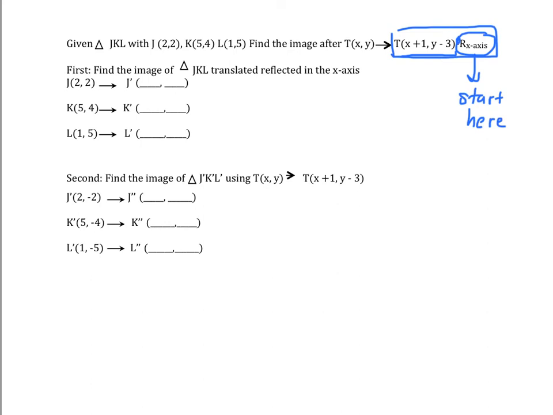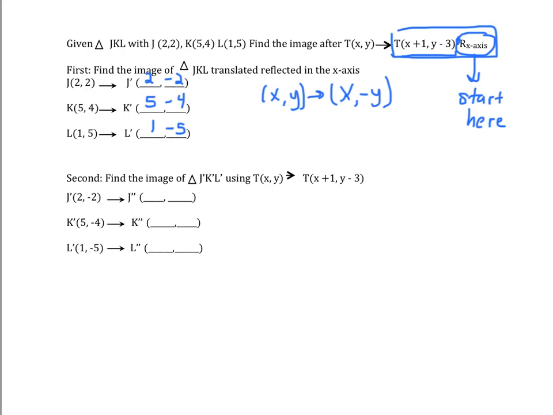Okay, so first thing we're going to do is a reflection in the x-axis. The rule when you're reflecting in the x-axis, you take every point x, y and you create a new point by keeping x the same but changing the sign on the y value. Okay, so take the point 2, 2, point J, and J prime will become 2, negative 2. Take the point 5, 4, and that's point K, and K prime will become 5, negative 4. And finally take point L at 1, 5, and L prime becomes 1, negative 5.